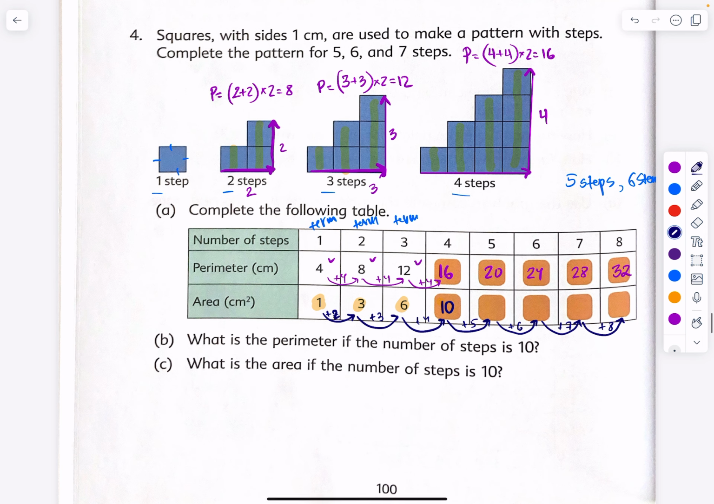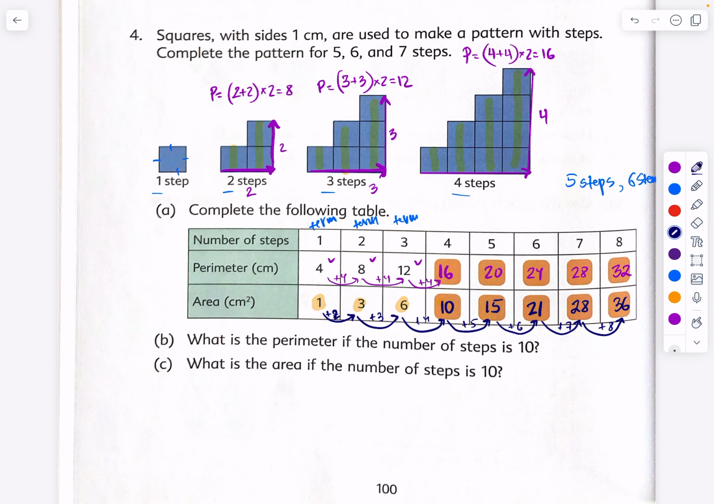So let's write it down. So we will have 15 squares, then we will have 21 squares in that staircase when it has 6 steps, plus 7, 28, plus 8, 36. Look, without drawing, just using the same number pattern, we can generate additional terms.